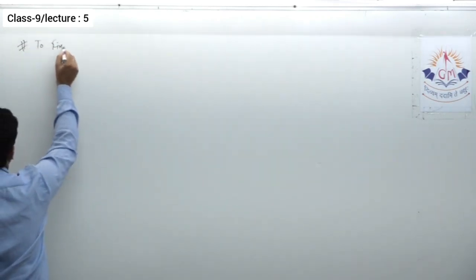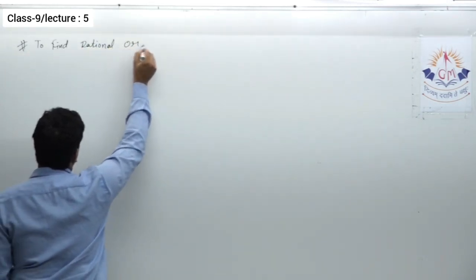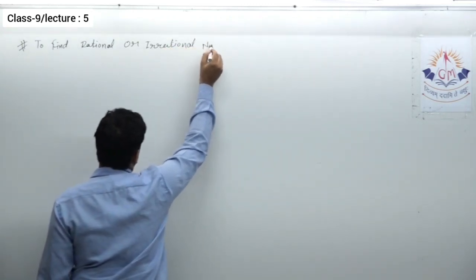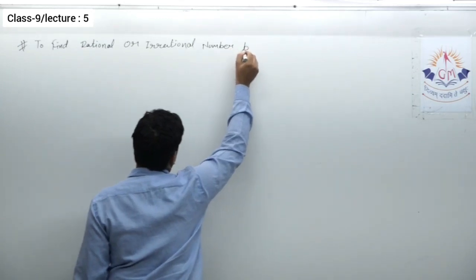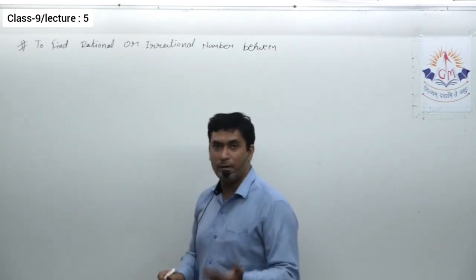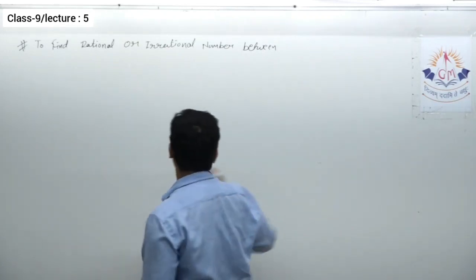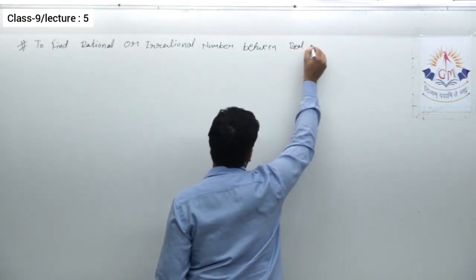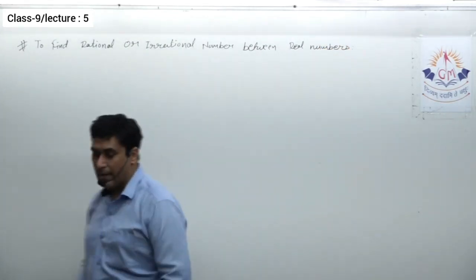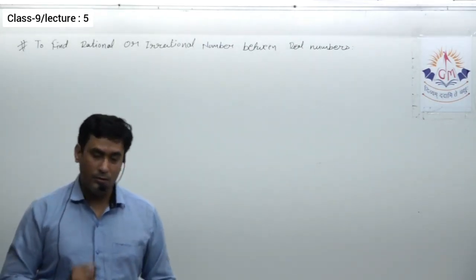to find rational or irrational numbers between two real numbers. Now it might be that those two numbers are rational, might be both irrational, or one number is rational and the other irrational. So between real numbers. Okay, so we'll see this concept with the help of some questions. In all cases we'll find two rational numbers and two irrational numbers.